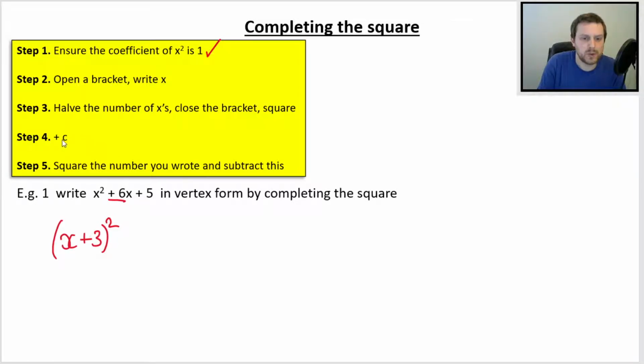Plus c. So what do I mean by the plus c? I mean the plus 5 here, so I'm going to write plus 5. And then square the number you wrote and subtract this. So I wrote the number 3 there, so I've got to do 3 squared, which is 9, so I've got to take away 9.